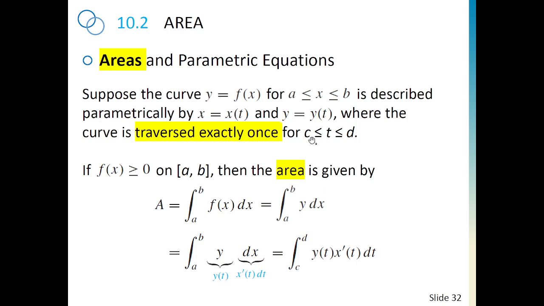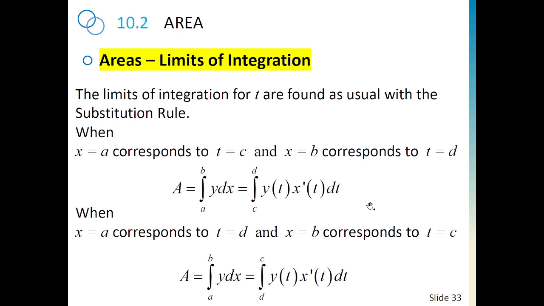If you are given the function and interval for x, you will need to find the interval for the parameter t. So at which time do you have x equal to a, and at which time you have x equal to b. So that will be the work in itself. So that's how we find the limits of integration with respect to the variable t.